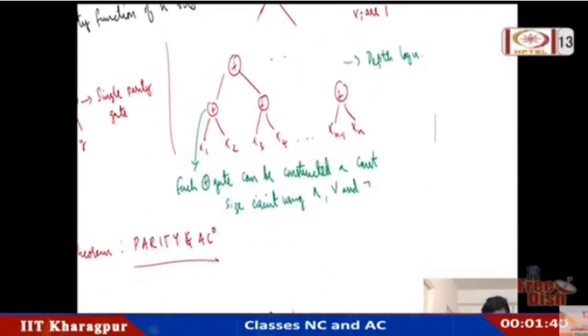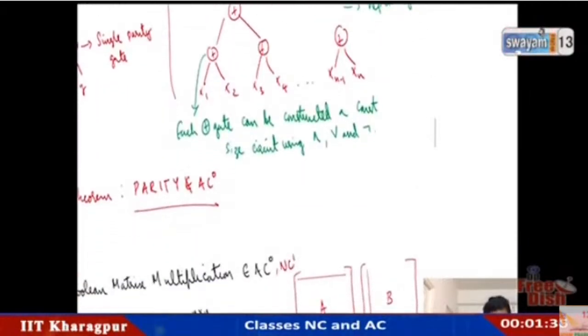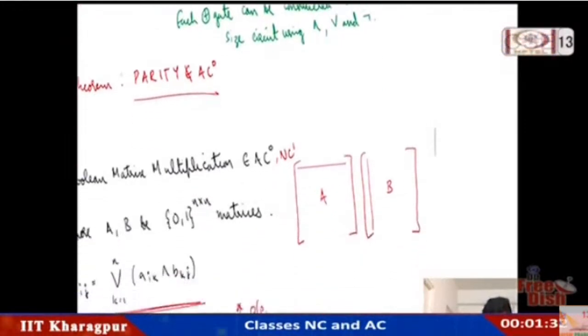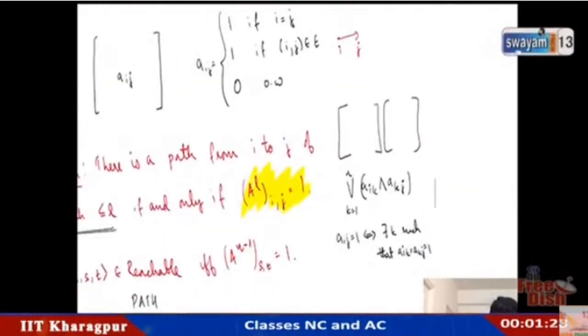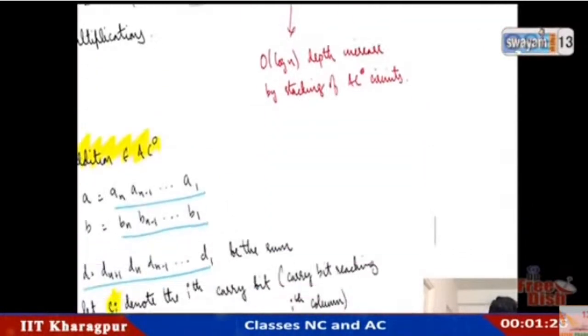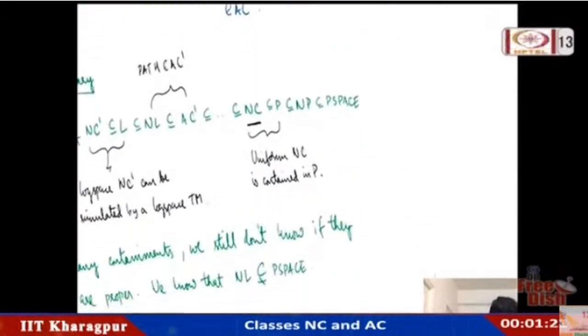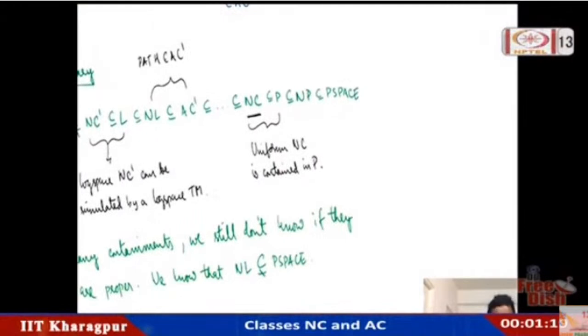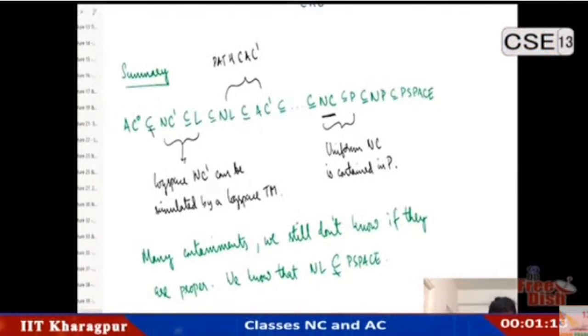So we saw that parity is in NC1, and I mentioned that parity is not in AC0, so that is why AC0 is a strict subset of NC1. We saw that Boolean matrix multiplication is in AC0, graph reachability is in AC1, and we also saw that addition is in AC0. And then finally we summarized some of the classes that we have already seen. And this completes week 7.